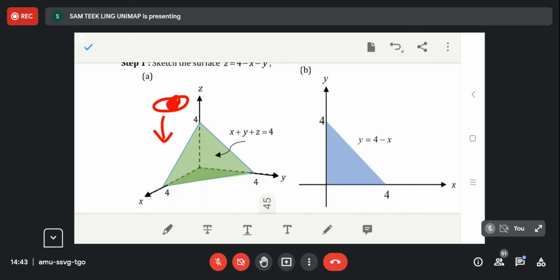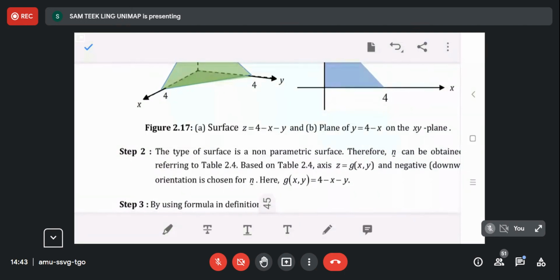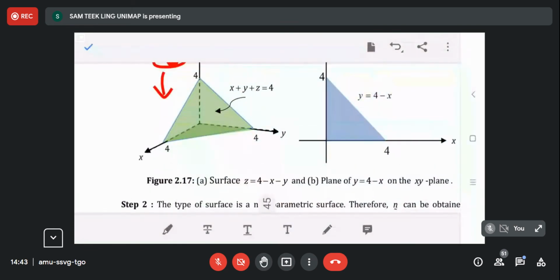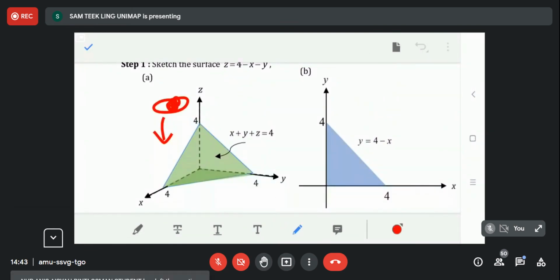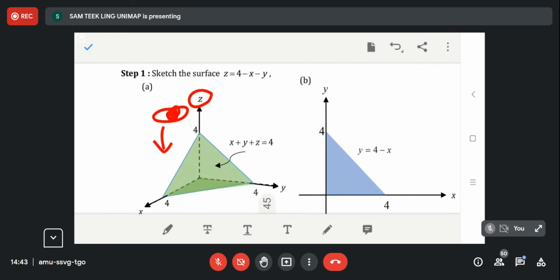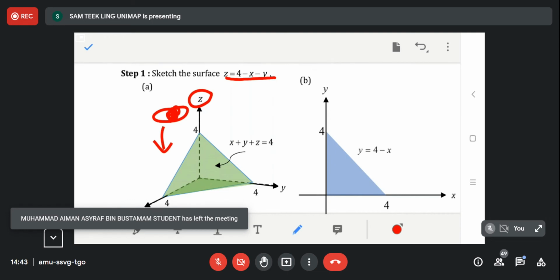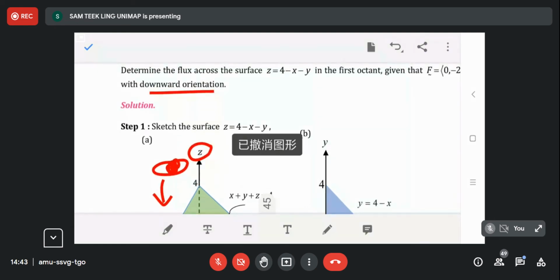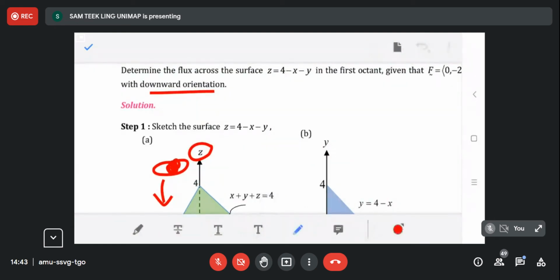Now how to find our n? You refer to the table. This one was from z. You choose z as this because here also z equals 4 minus x minus y. So z as this, then choose downward.